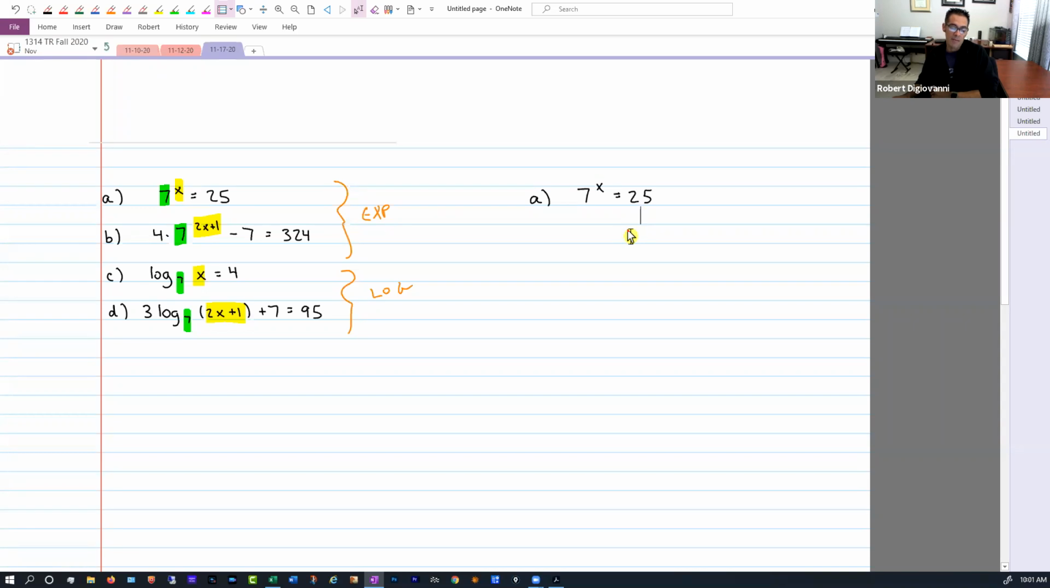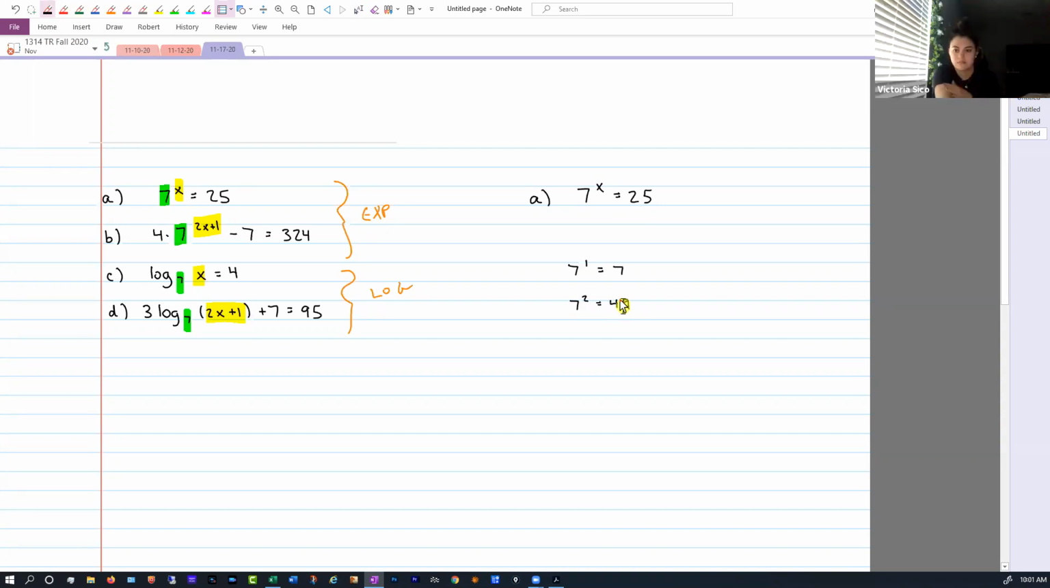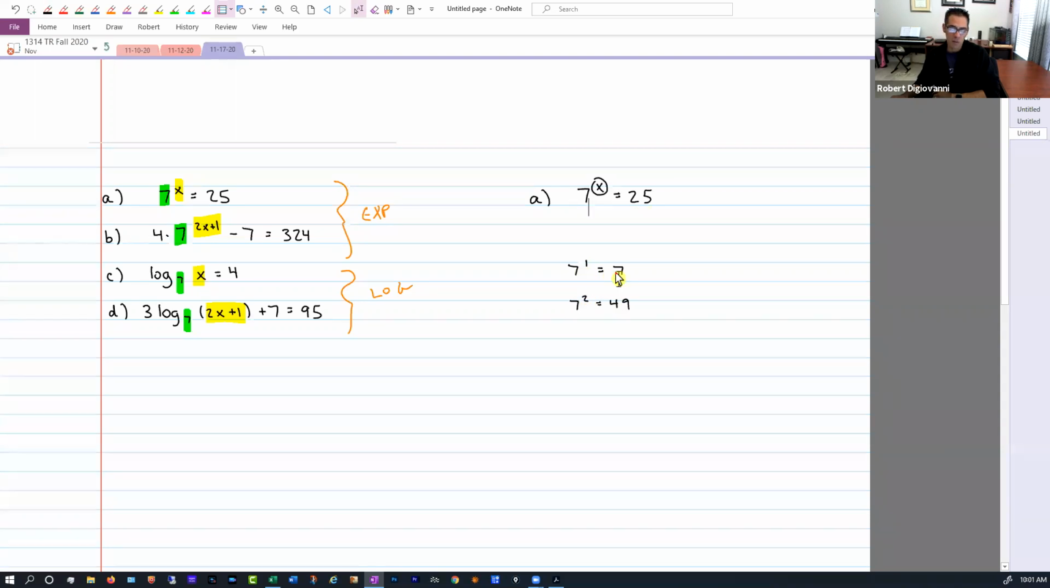So think about that. What's 7 to the first power? Well, 7 to the first should just be itself, right? 7. What's 7 squared? 7 times 7, right? Isn't that 49? We're saying, what power do you raise 7 to in order to get 25? So is it reasonable that our answer should be somewhere between 1 and 2? Because 2 gives you a number bigger than 25 and 1 gives you a number smaller than 25. Our answer should be between 1 and 2, but what is it, right?